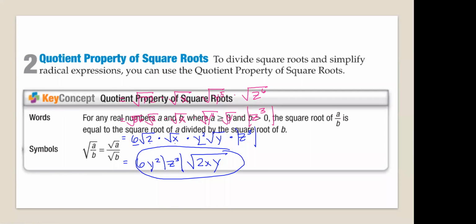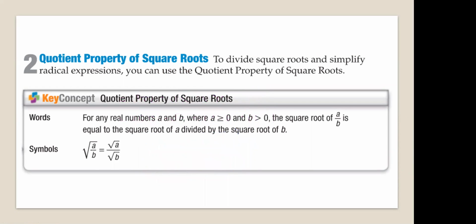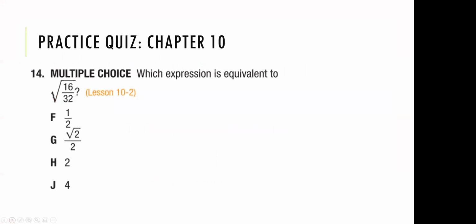Next section talks about the quotient property of square roots. For any real numbers where a is greater than 0 and b is greater than 0, the square root of a over b is equal to the square root of a divided by the square root of b. In other words, if you have a fraction completely underneath the radical sign, then you take the radical of the numerator and the radical of the denominator.